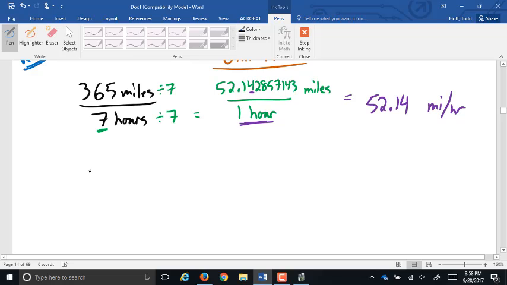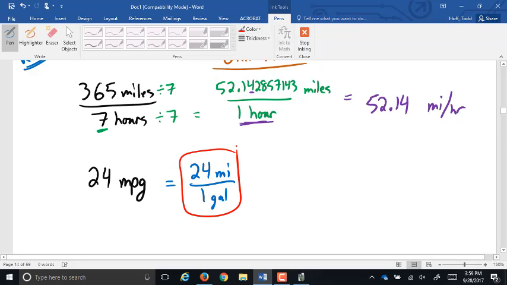For example, let's say on that trip, you got 24 mpg. What does mpg stand for? Miles per gallon. Whenever you see 24 mpg, you need to think this: 24 miles over 1 gallon. Because that is the form you're going to need it in to do any calculations with it.